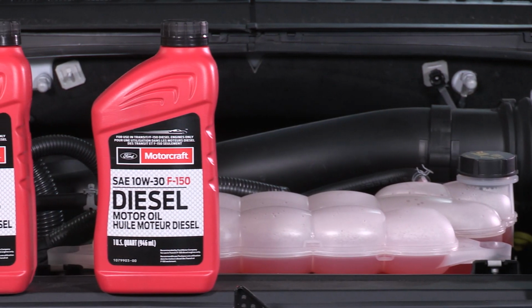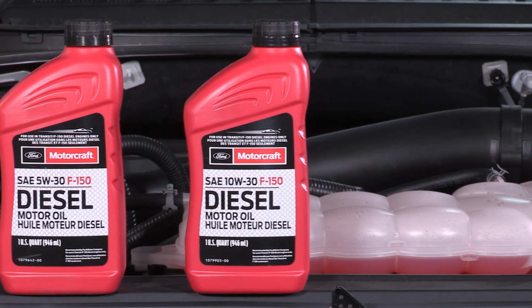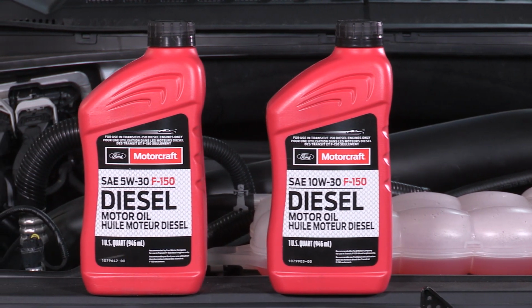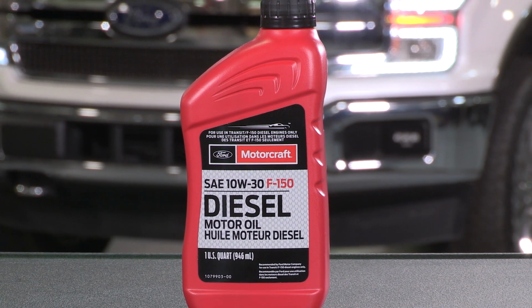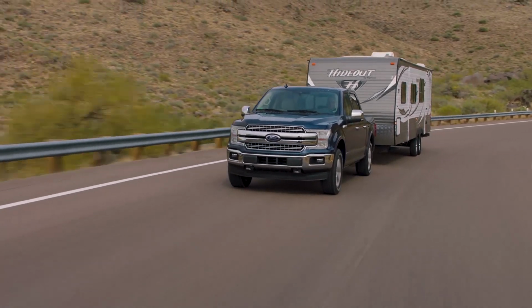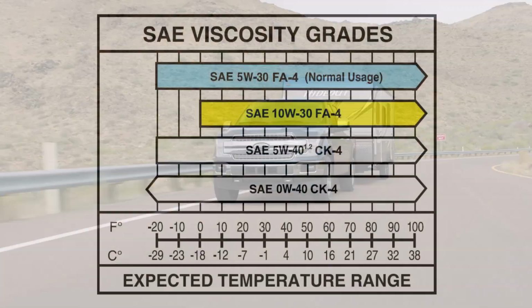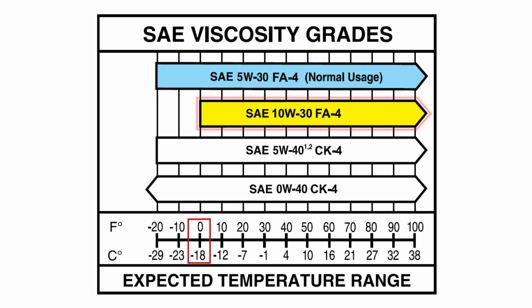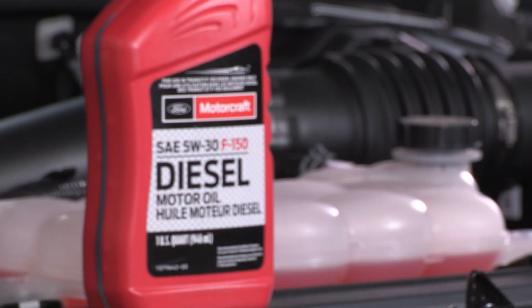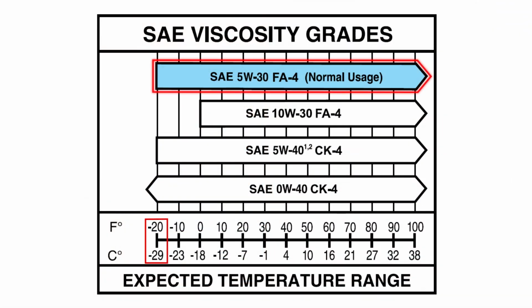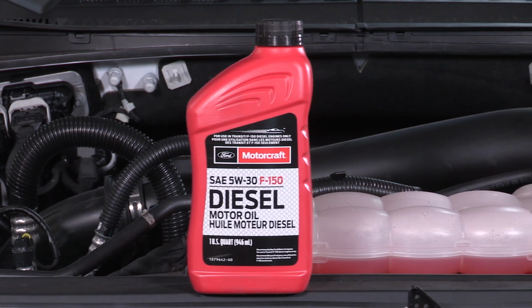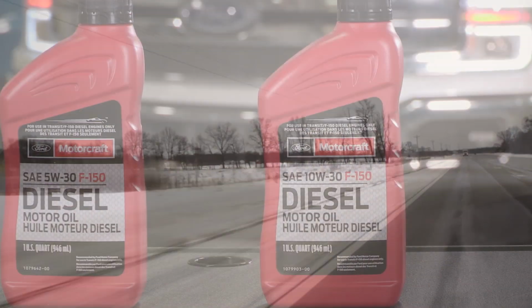There are two options in the Motorcraft F-150 diesel motor oil line, a 10W30 and a 5W30. 10W30 is a great choice for most customers. It provides excellent performance and can be used in areas where the temperature doesn't drop below 0 degrees Fahrenheit. 5W30 is designed for a wider temperature range, down to -20 degrees Fahrenheit, while still protecting the engine in temperatures above 100 degrees Fahrenheit. 5W30 provides better oil flow at low temperatures.